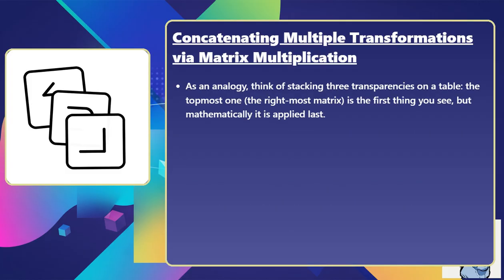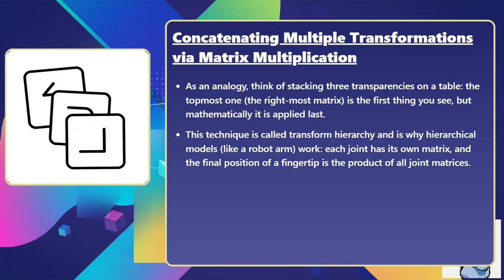As an analogy, think of stacking three transparencies on a table. The topmost one, the rightmost matrix, is the first thing you see, but mathematically it is applied last. This technique is called transform hierarchy, and is why hierarchical models like a robot arm work. Each joint has its own matrix, and the final position of a fingertip is the product of all joint matrices.